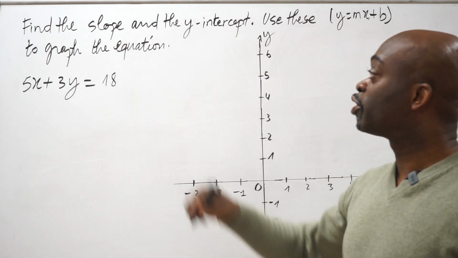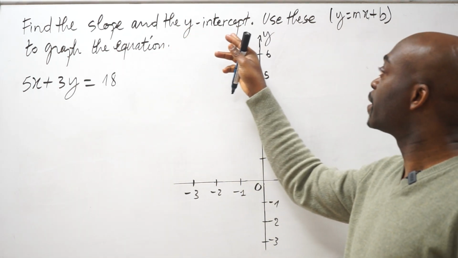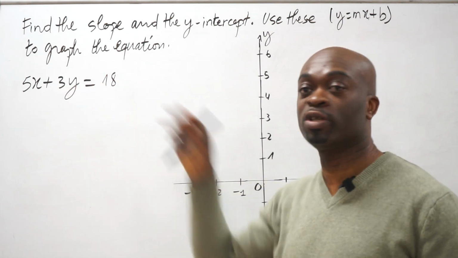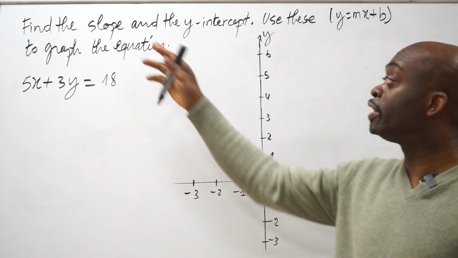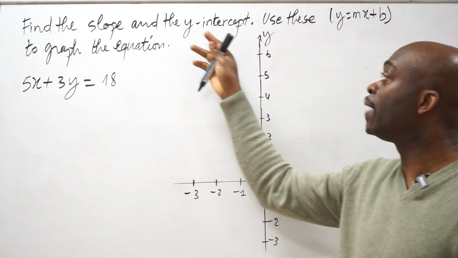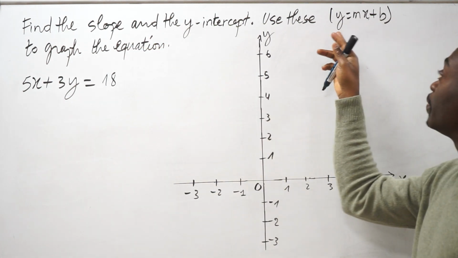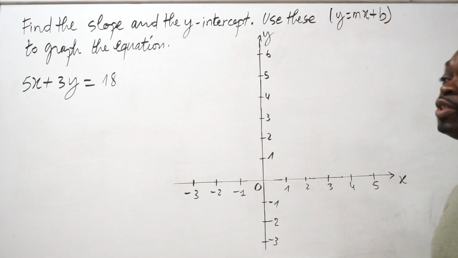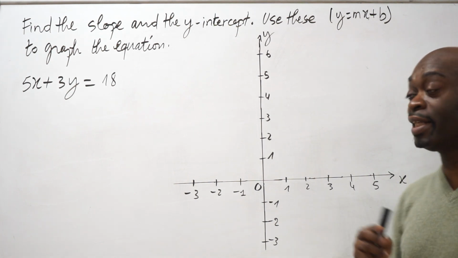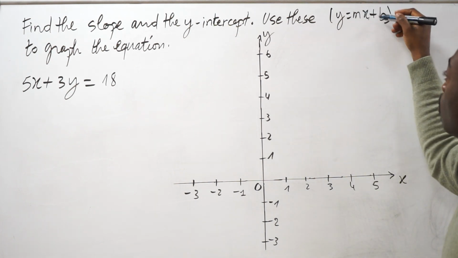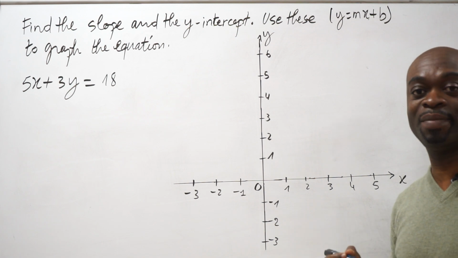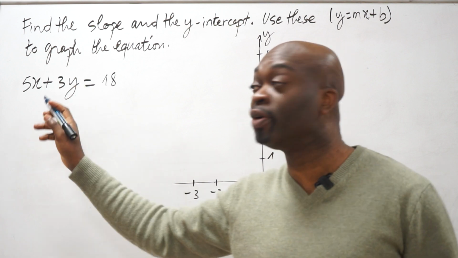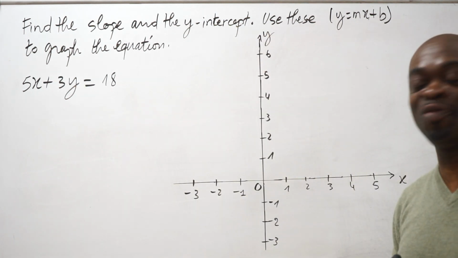So ladies and gentlemen, we try to find the slope and the y-intercept and then use them to graph the equation. And the equation that we have is 5x plus 3y equals 18. For us to be able to derive the slope and y-intercept, we have to put our equation into this format, y equals mx plus b, which is the slope-intercept form, where m is the slope and b is the y-intercept, okay? So if we take that equation here, 5x plus 3y equals 18, we've got to put it into this format here. So let's go for it, all right?